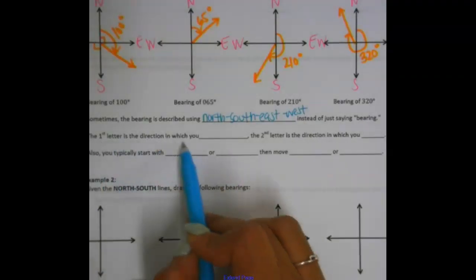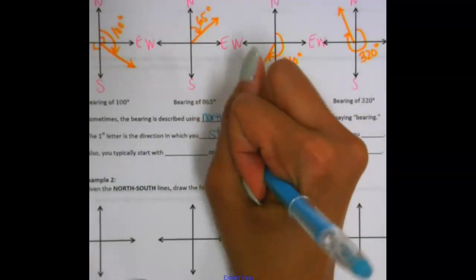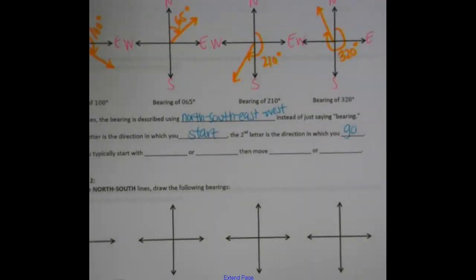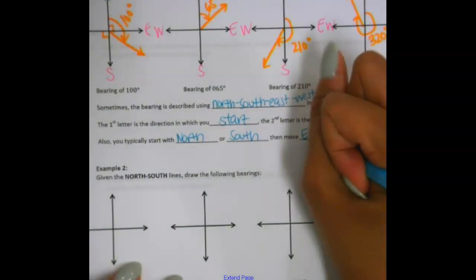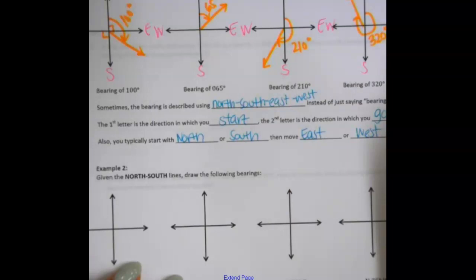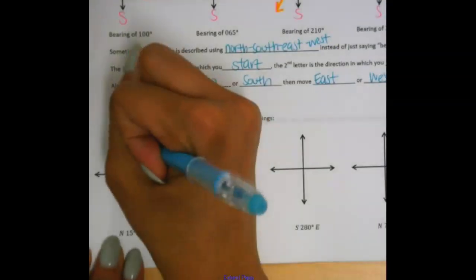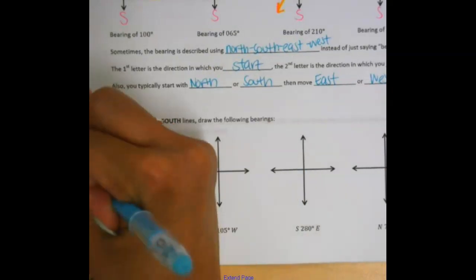So the first letter is the direction in which you start, while the second letter is the direction you're going to go. You're typically going to start with a north or south direction, and then you're going to move east or west. You're not going to move both ways. So let's go ahead and look at our compasses. For each of them, I'm going to label never eat shredded wheat.